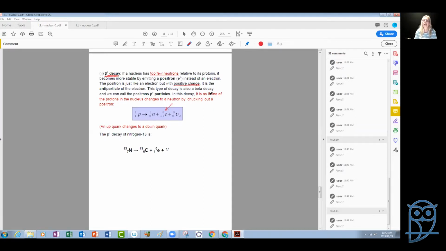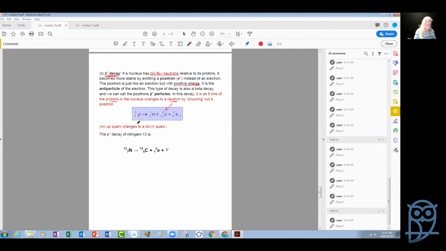The positron is just like an electron, but with positive charge. It's very important, but the same charge numerically. It is the antiparticle of the electron. This type of decay is also a beta decay, and we can call the positrons beta plus particles. In this decay, it is as if one of the protons in the nucleus changes to a neutron by checking out a positron, like that.